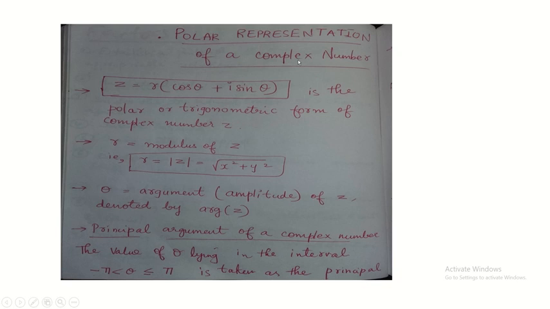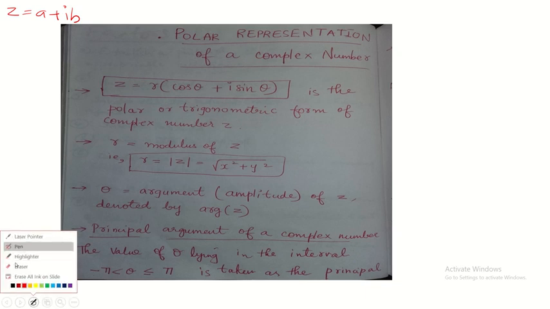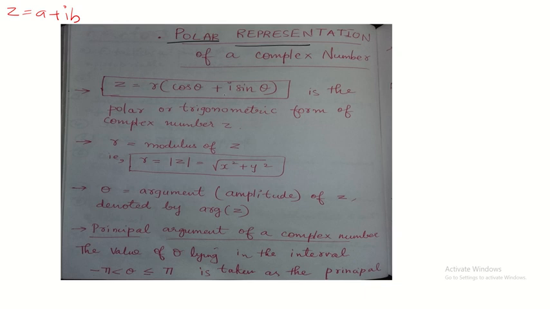You know what is a complex number, right? What is the general form of a complex number? That is z equal to a plus ib. Okay. So, in today's class, we are going to learn about polar representation. I'll tell you what is polar representation.